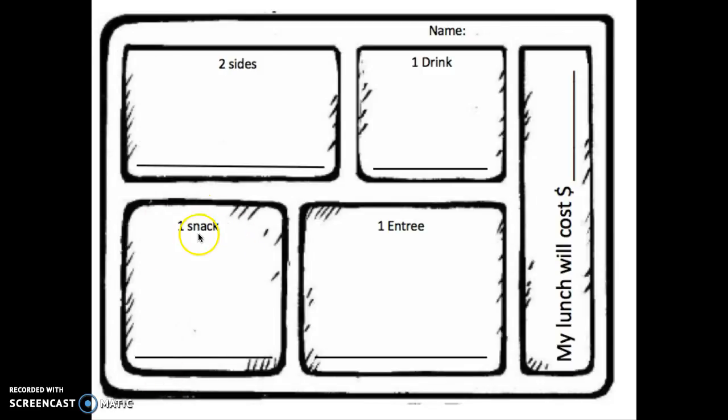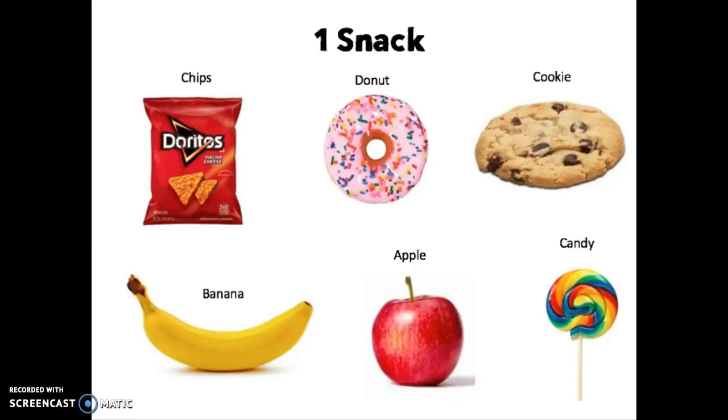Next, let's think of one snack you want to put on your lunch tray. Here are some ideas. Which one would be a healthy snack?